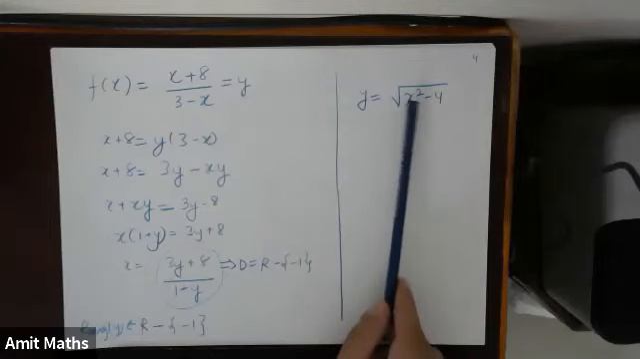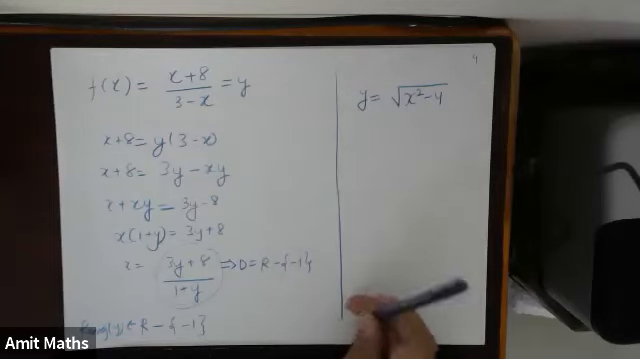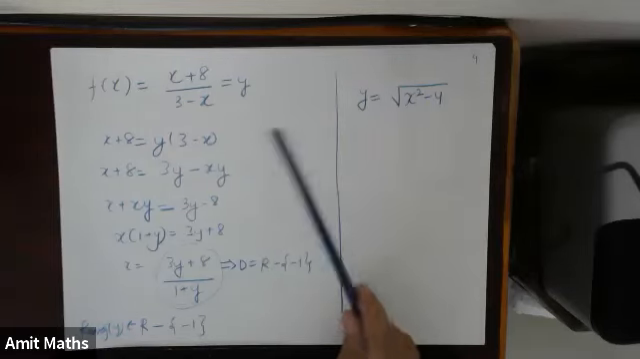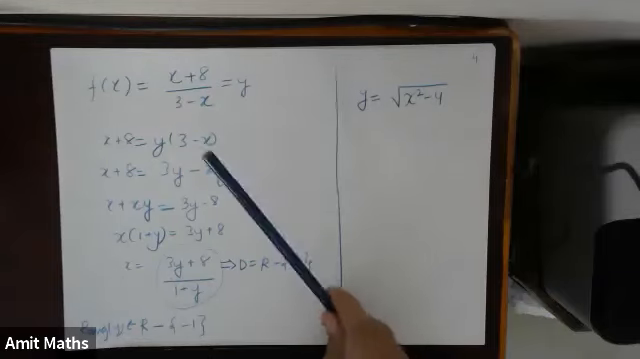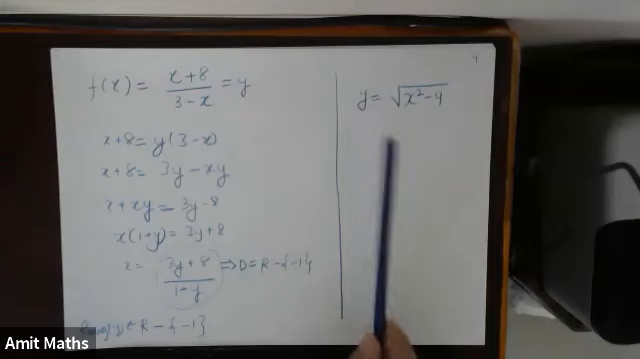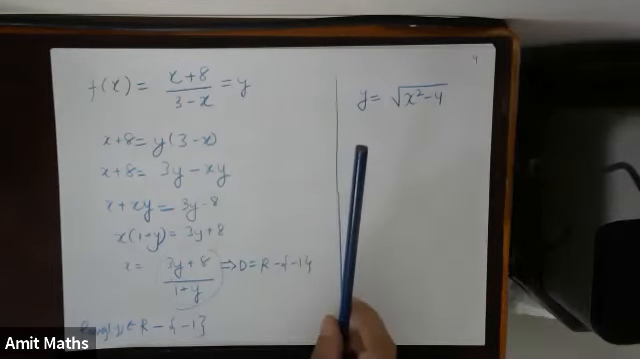Now that means I have to square both sides. If I square both sides, I will introduce some extra roots. To take care of that, I will write the values of y that this particular function can take before squaring. So what will be those values of y?